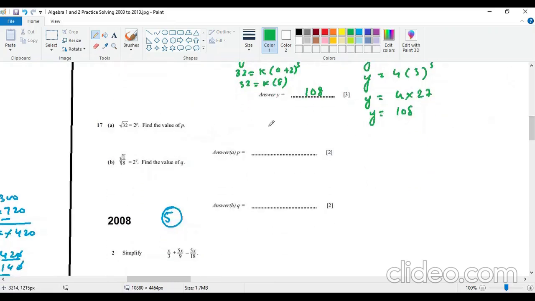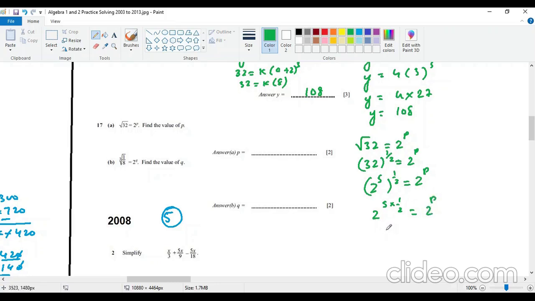Now the next question is square root of 32 equals 2 to the power p. That means I can write this 32 as power of 1 over 2, and 2 to the power p. 32 we can write as 2 to the power 5, to the power 1 over 2, equals 2 to the power p. And I know when a power is raised to a power, we multiply. That means 2 to the power 5 times 1 over 2. When bases are the same, the powers are also the same. So 5 over 2 equals p. This is the answer.